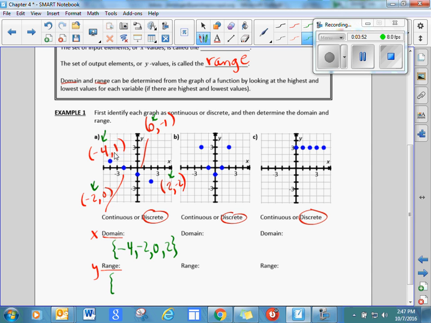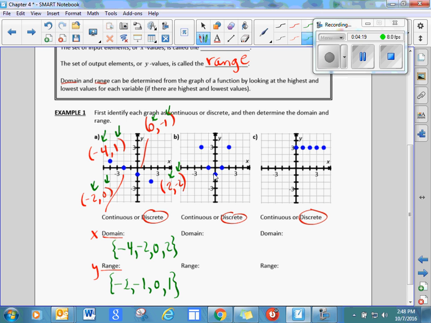Similarly, I can look at the ranges. I can look at all the y values, and I can make a nice, neat list of the ranges. Again, we always list them from least to greatest. So -2, -1, 0, and 1. So we've identified the domain and the range, and we've identified this as a discrete graph. This second one is also a discrete graph.